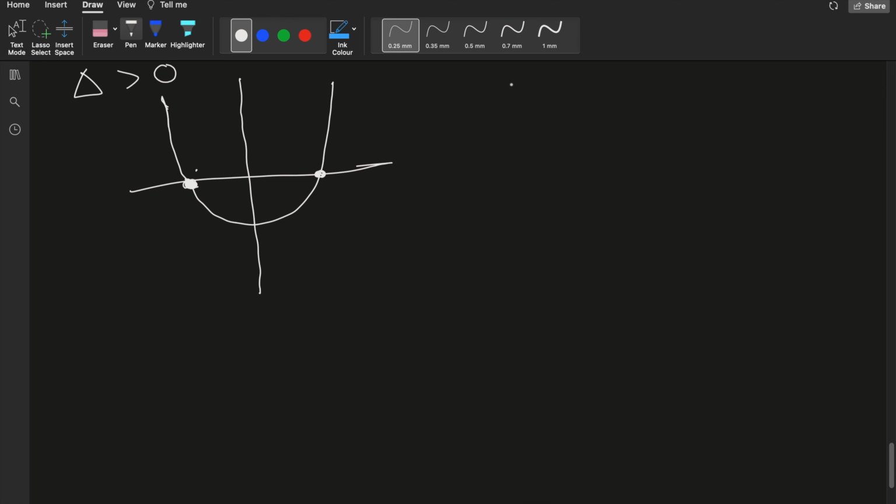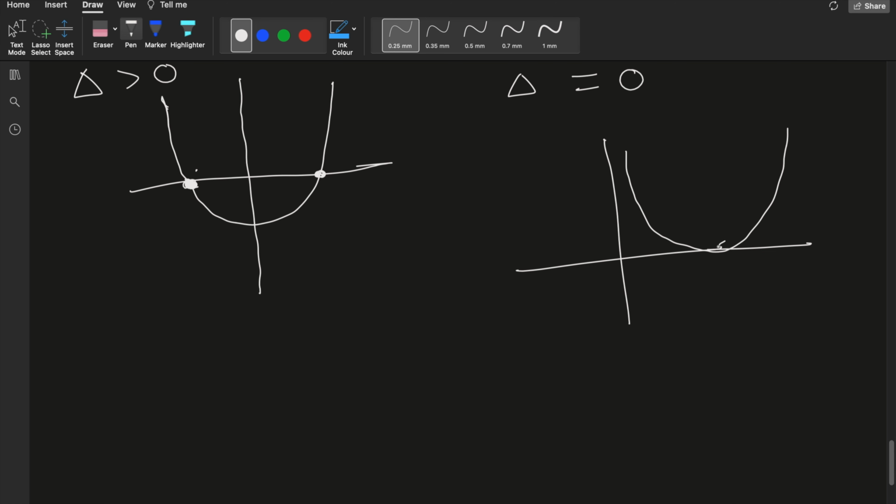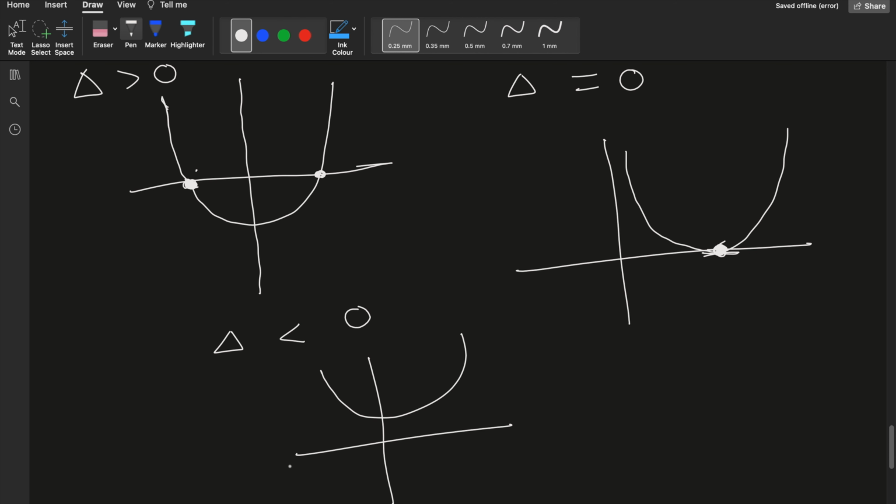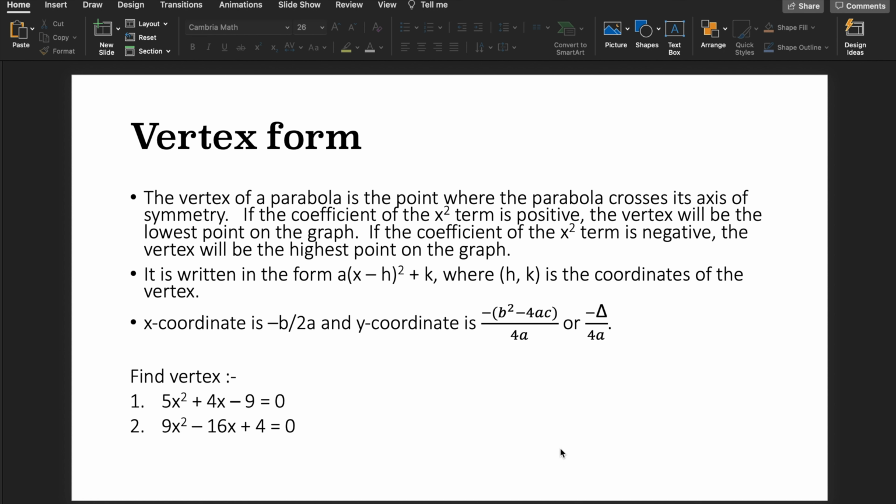And if the discriminant is equal to 0, then there will be one x-intercept. Just one x-intercept. And if delta, or the discriminant, is less than 0, then the graph will not have any x-intercepts, and it will never cross the x-axis.